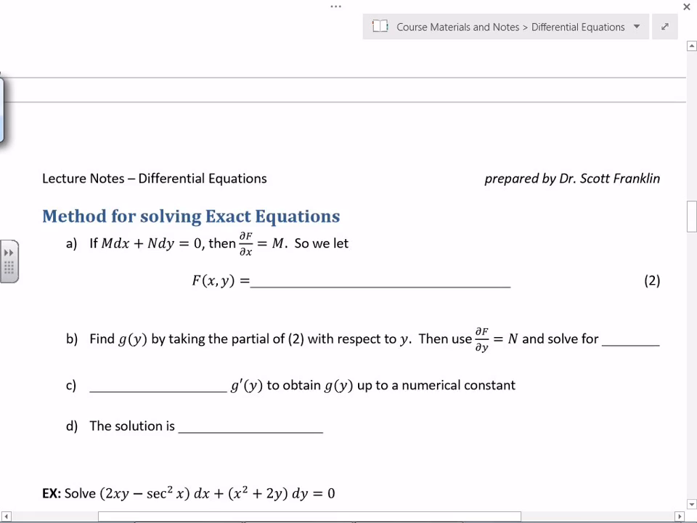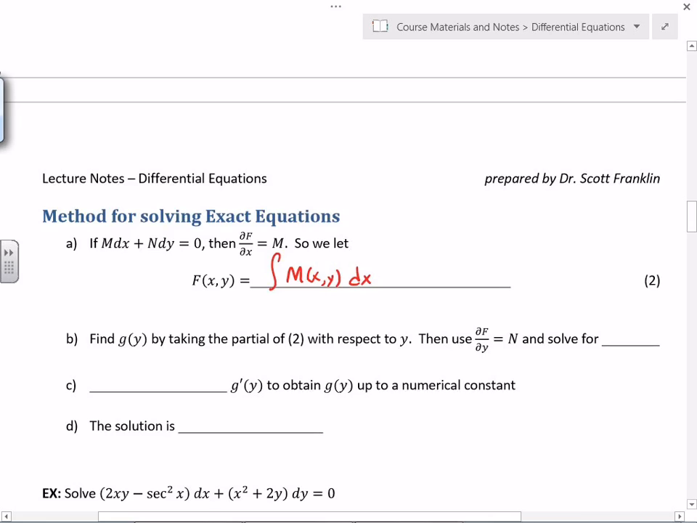All right, so here's the method. Let's walk through this. First thing I'm going to do is start with the M. And you can actually start with the N. Either one of these will work. But let's say we start with the M. So pluck the M off that equation and say, I want to find capital F so that the partial of F with respect to x is M. So what I do is I integrate M with respect to x.